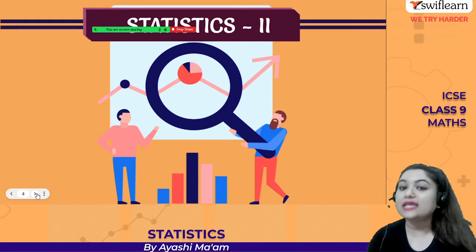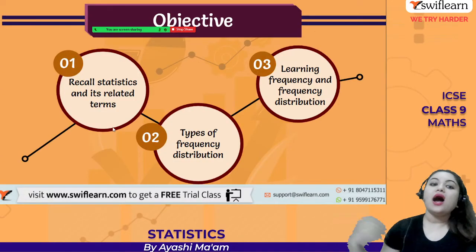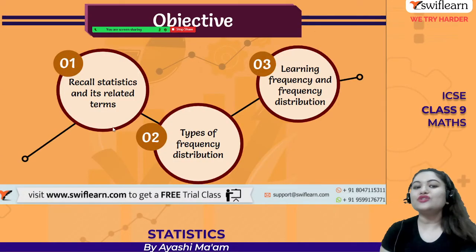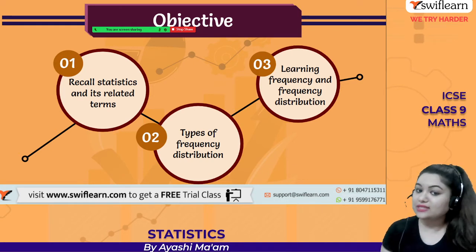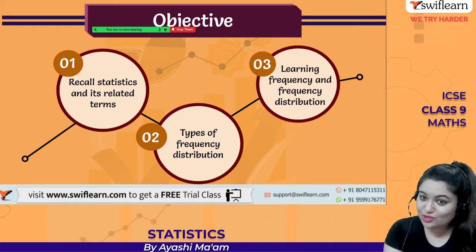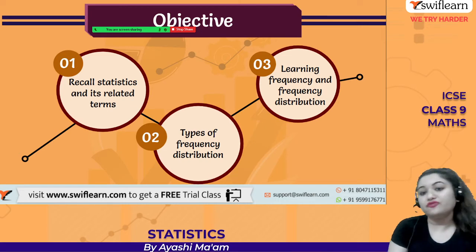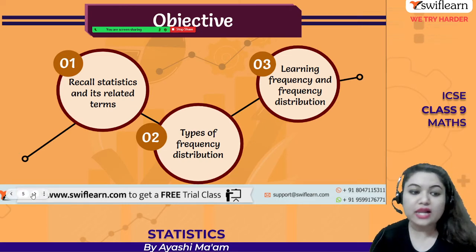So this is our statistics part 2. Objectives are, we are going to recall about statistics and its related terms, types of frequency distribution, learning frequency and frequency distribution. Okay, so let's just start.